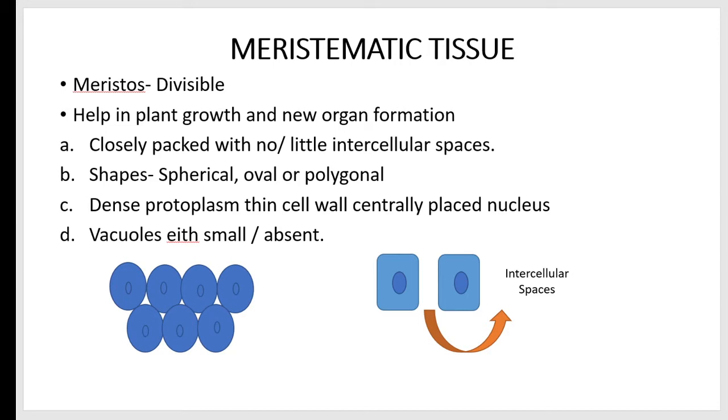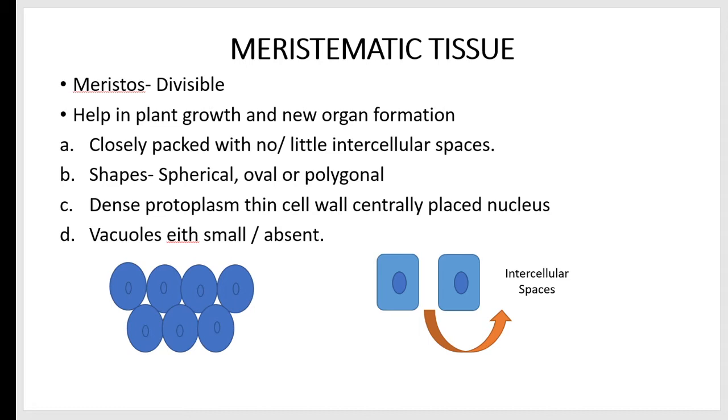So what are meristematic tissues? The word meristos means divisible, which signifies that they have the ability to divide. They help the plant in its growth and they form new organs.